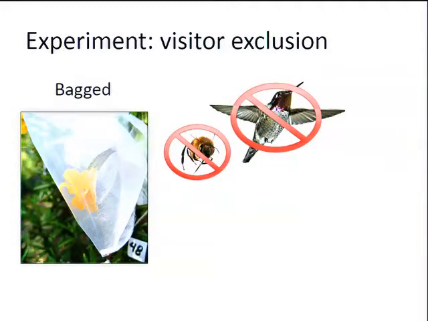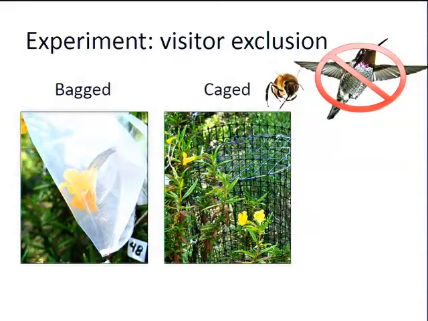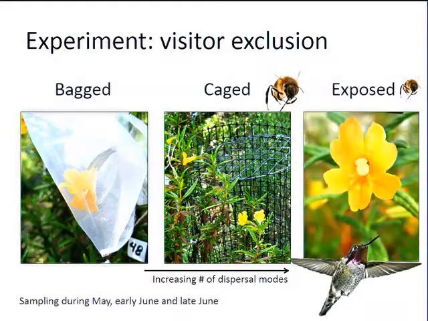So the first was a bagging treatment intended to exclude small floral visitors and also larger floral visitors, but it presumably allowed some sort of air exchange with the environment. We also caged some flowers using a larger mesh to exclude large-bodied floral visitors. And we sampled exposed flowers that we allowed access by small and large floral visitors.